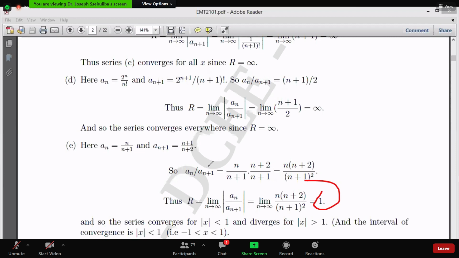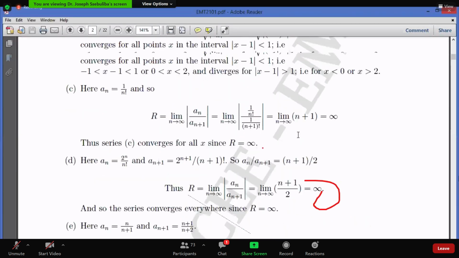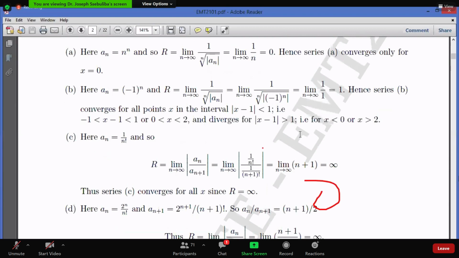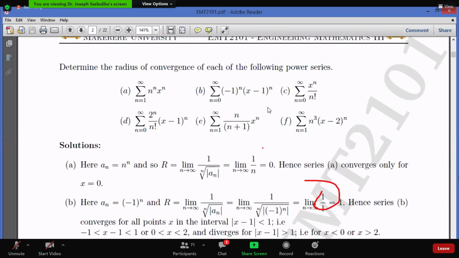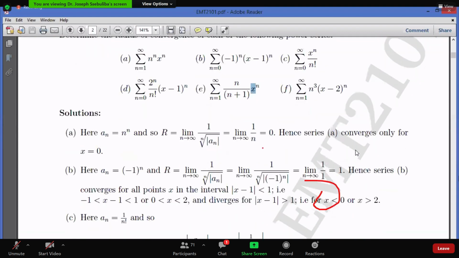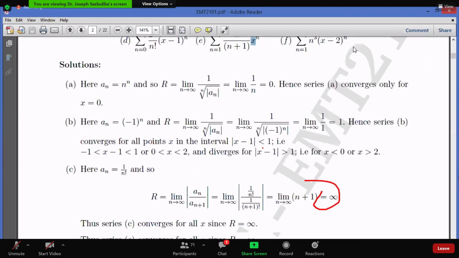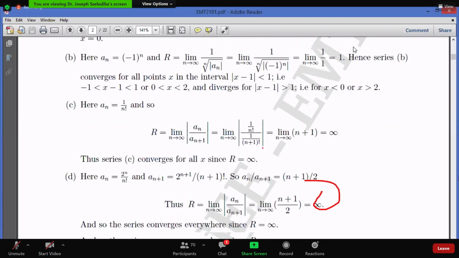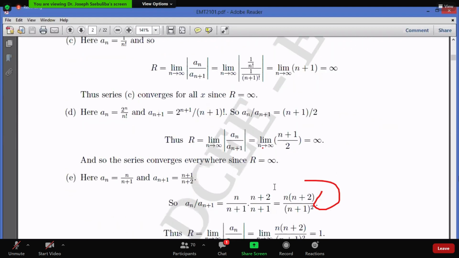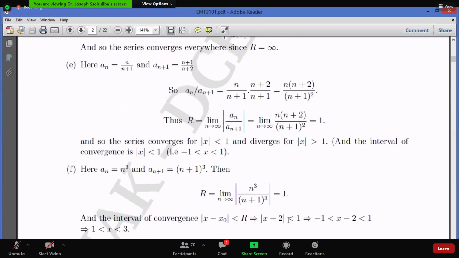Remember, in the question, when you come to E, remember the x naught is 0, so you remain with only x. Remember we said it is the norm of x minus x naught. So since it is the norm of x minus x naught, you only have this one here.